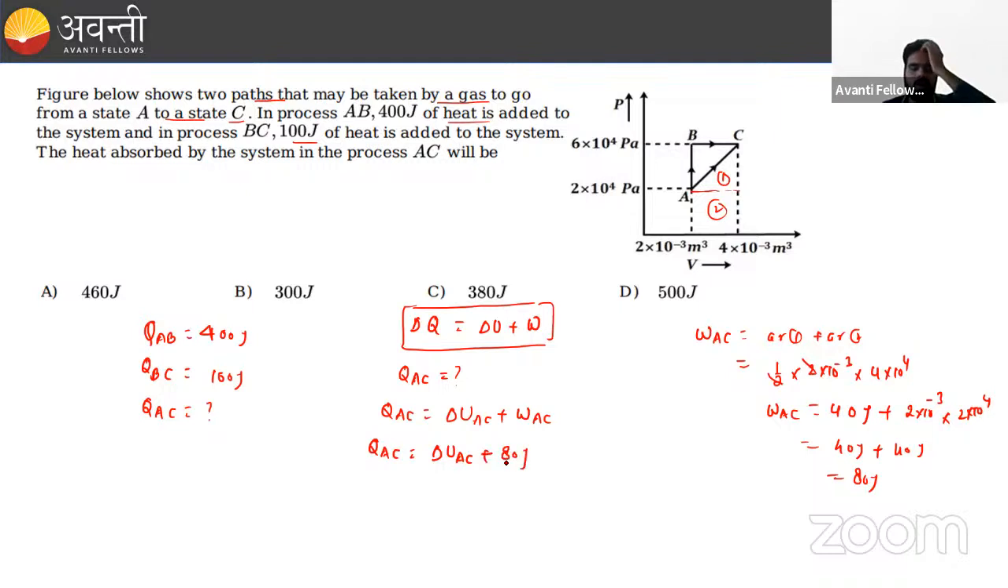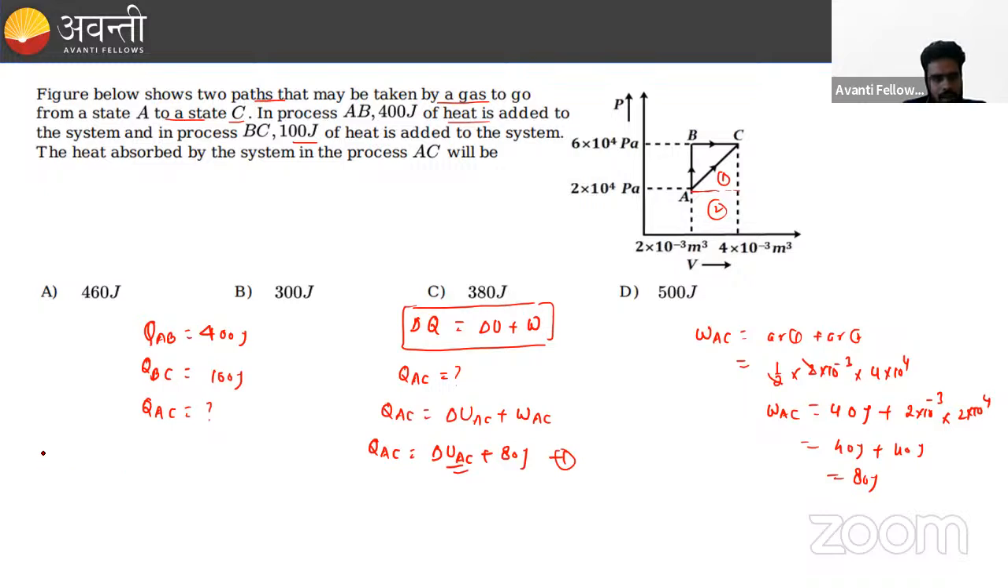If you want to find out the value of QAC, we must calculate delta UAC, that is internal energy along the AC. And we already know that internal energy is a point function that only depends upon the initial and final point. So if we want to write down the thermodynamic first law along the path ABC, how can we write it down?